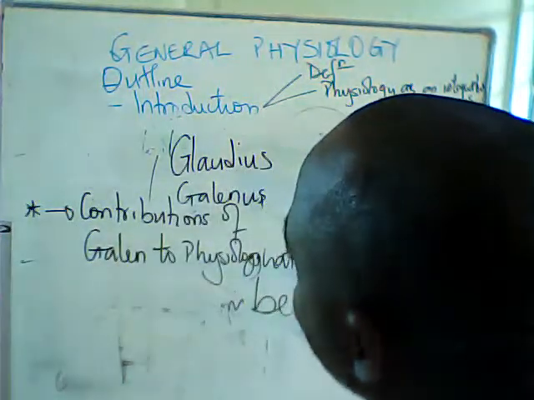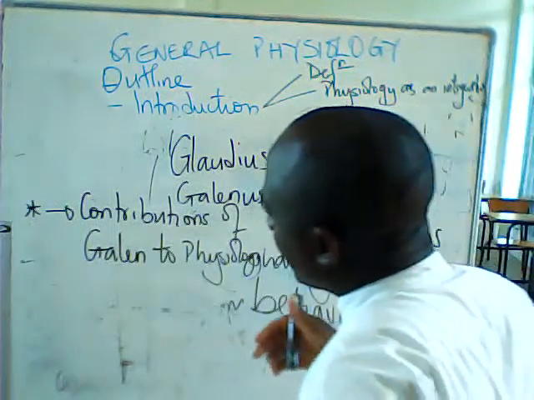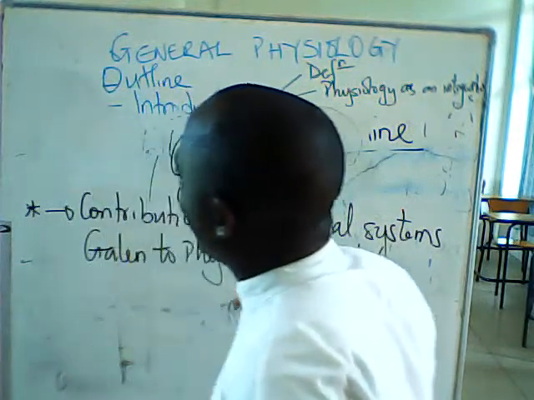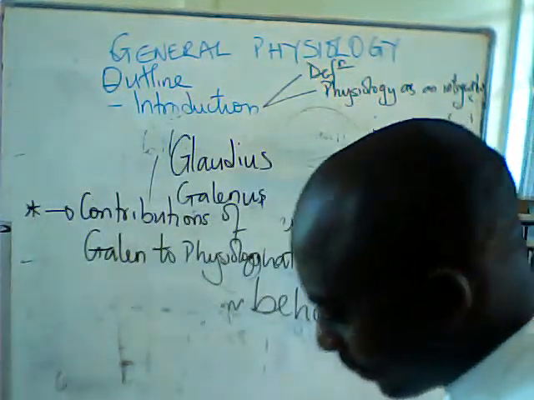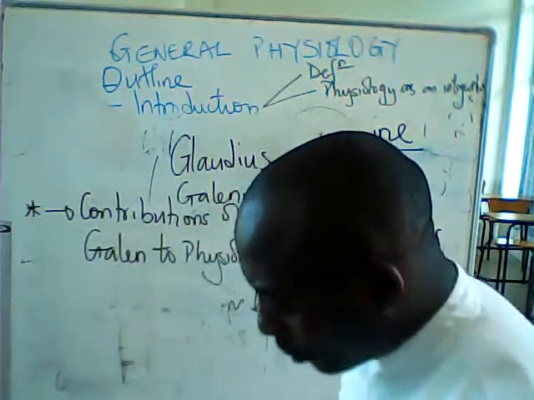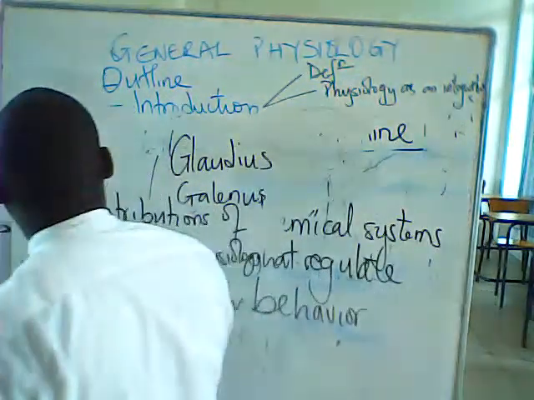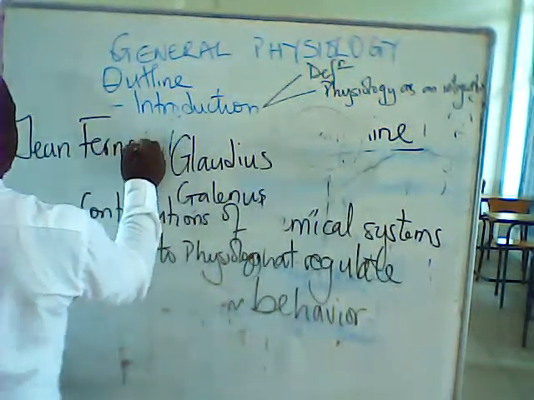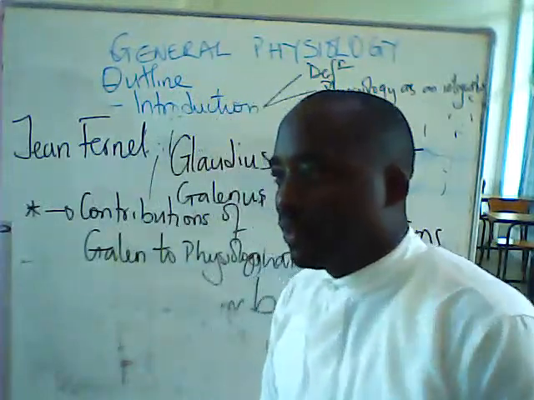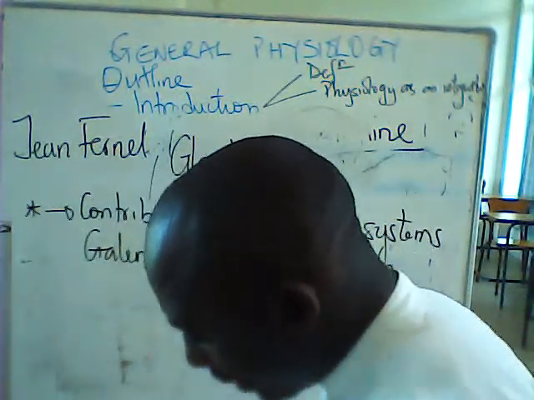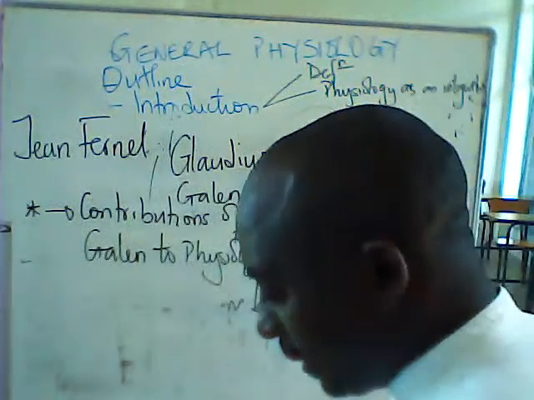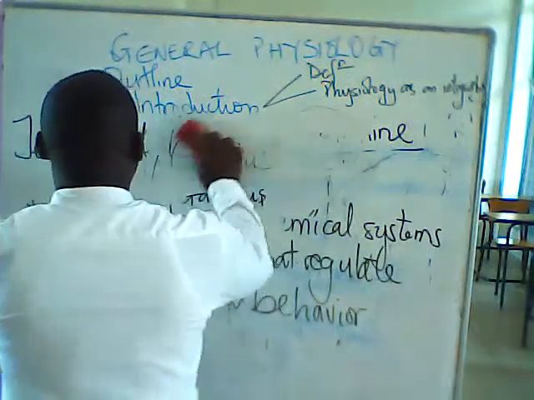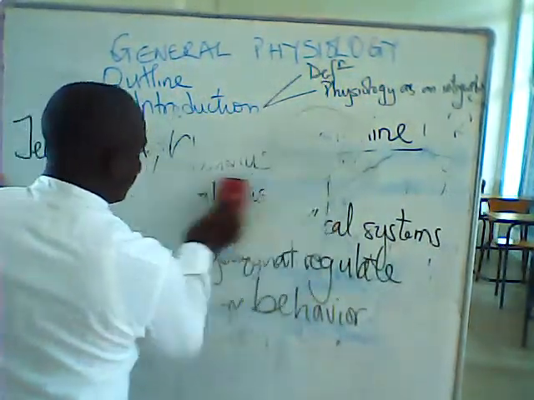So we have mentioned Aristotle. We talked about Hippocrates. We talked slightly about Robin, and we mentioned slightly too about Galen. Then after Galen, we look at another scientist called Jean Fernel, who existed between 1497 and 1558 AD. I think Jean is mostly a French person, right? So it's French.